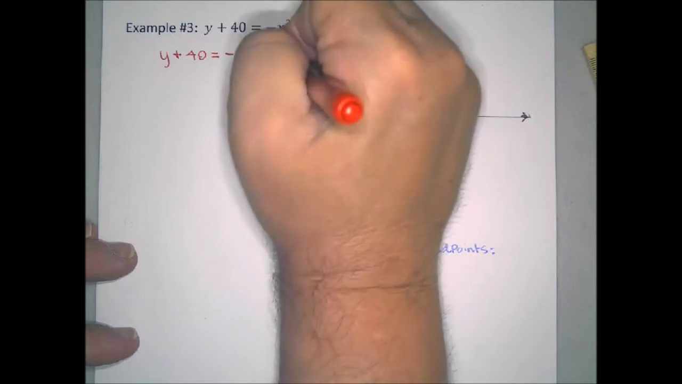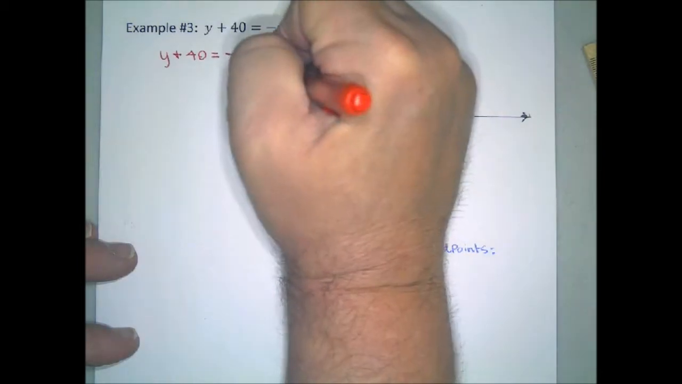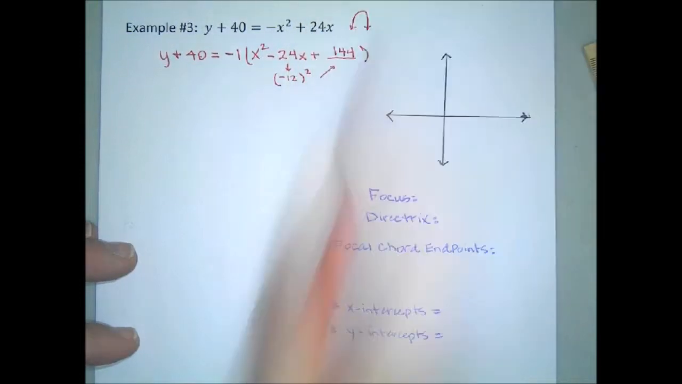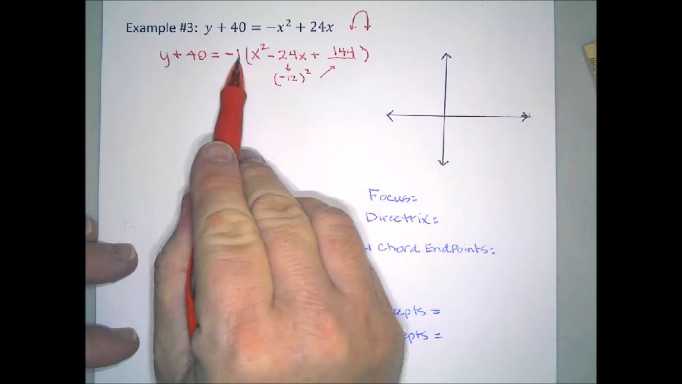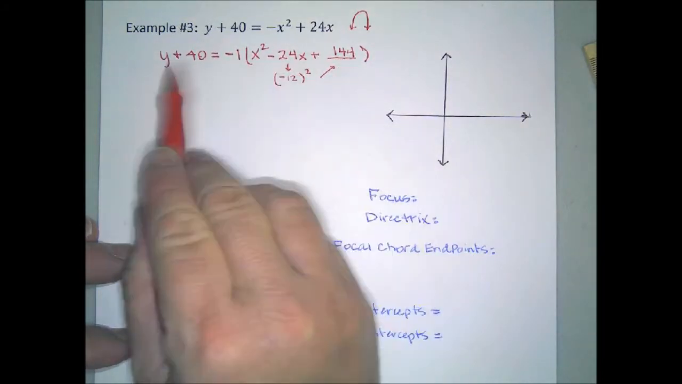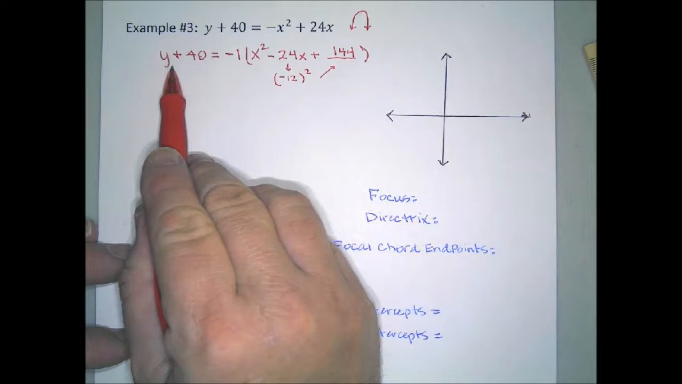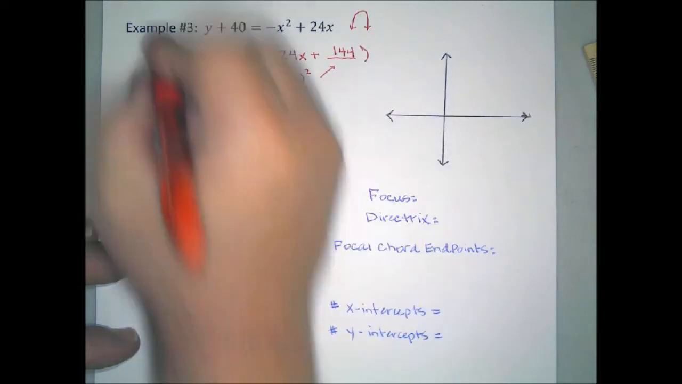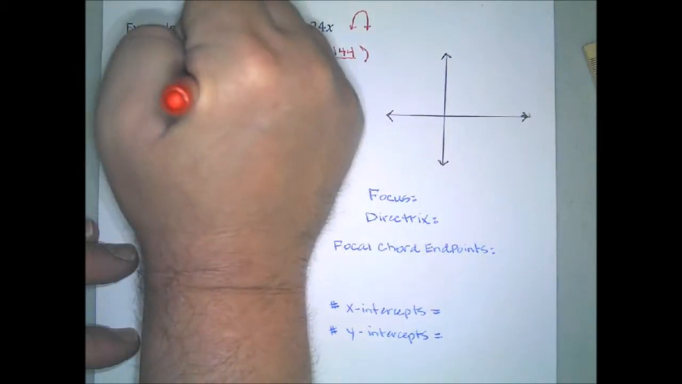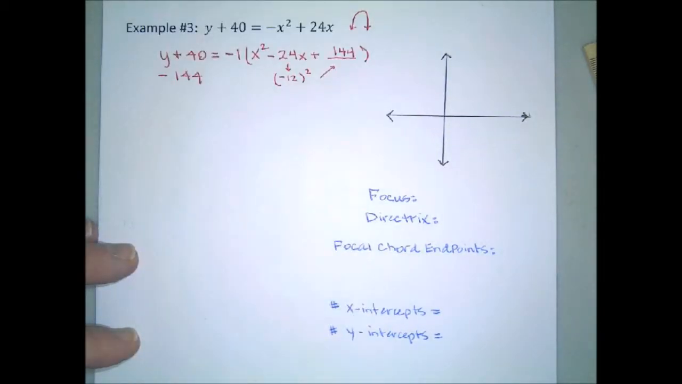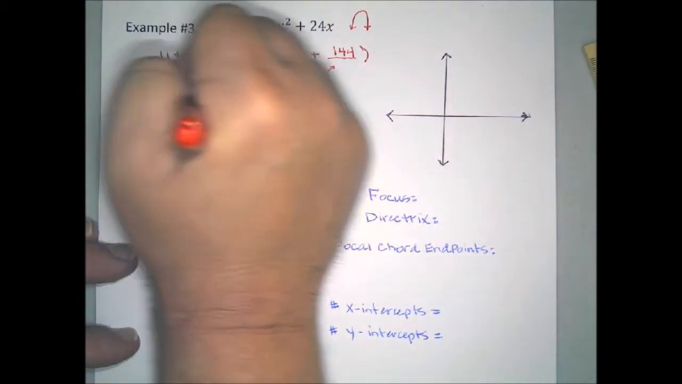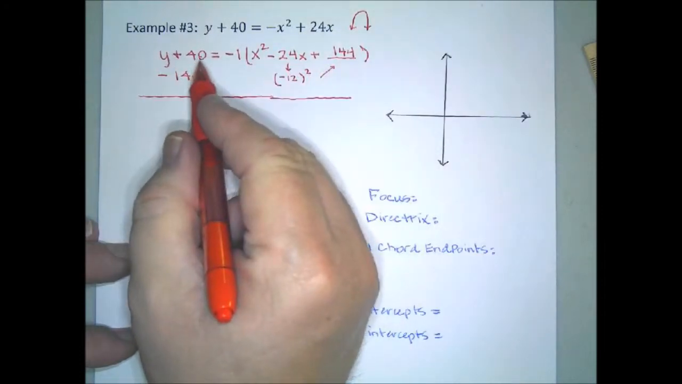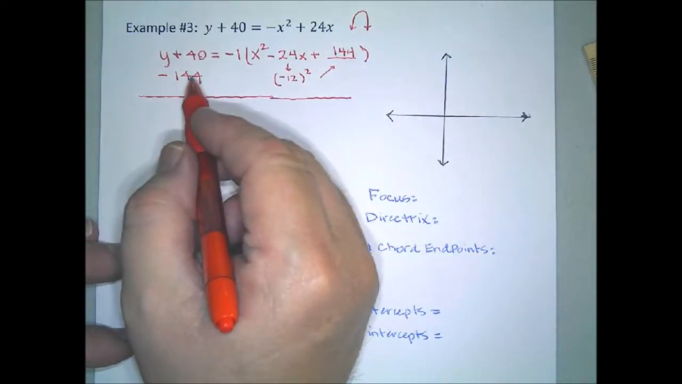So, half of negative 24 is negative 12. Negative 12 squared is positive 144. But because of that negative 1, it isn't positive 144 that I'm going to use to balance the equation. It's a negative 144. 144 times negative 1 is negative 144. Now the next step would just be, let's take a look at what we've got right now. We have 40 minus 144 is negative 104.